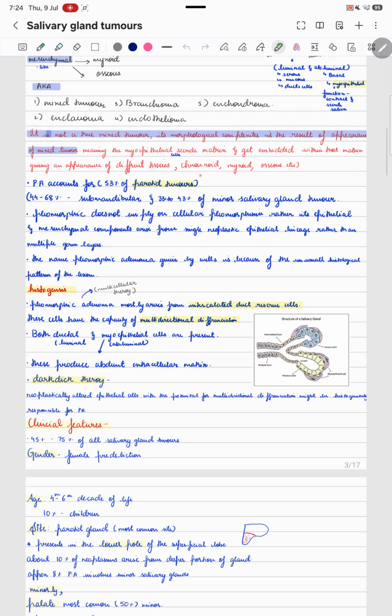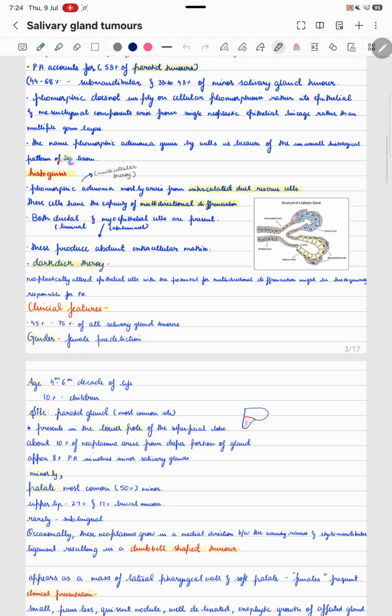PA accounts for 53% of parotid tumors, out of which 44 to 68% are submandibular and 33 to 43% are minor salivary gland tumors. Now, pleomorphic adenoma does not imply cellular pleomorphism. Again, it is not a true mixed tumor, right? It is rather its epithelial and mesenchymal components that arise from a single neoplastic epithelial lineage rather than multiple germ layers. Now, the name pleomorphic adenoma was given by Willis because of the unusual histological pattern of the lesion.